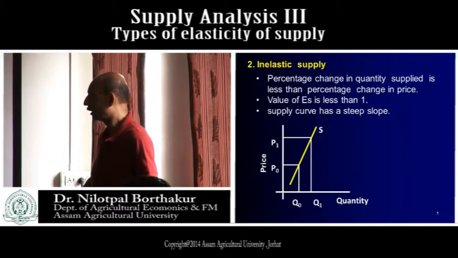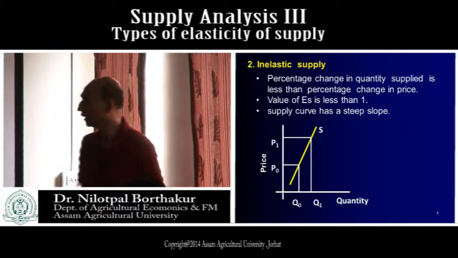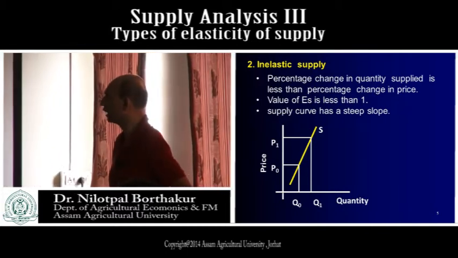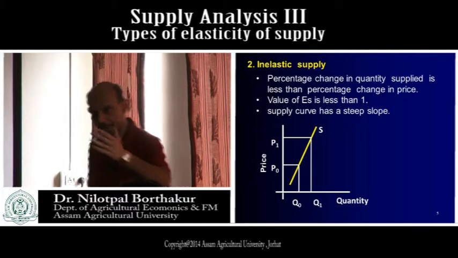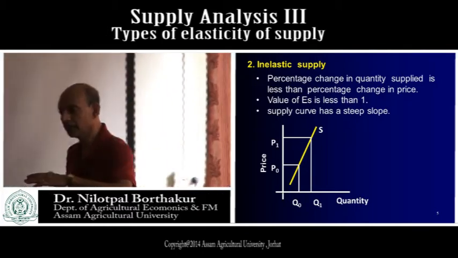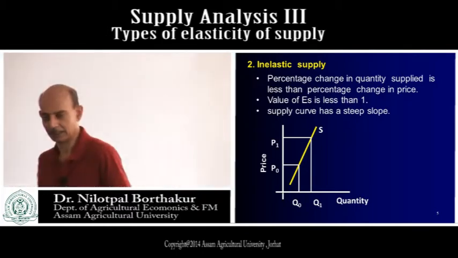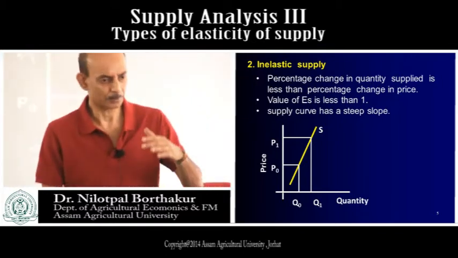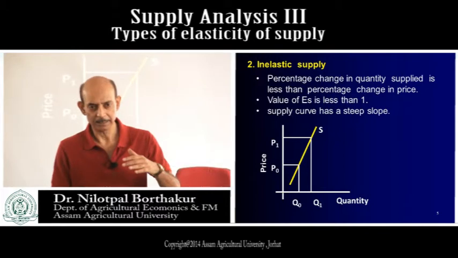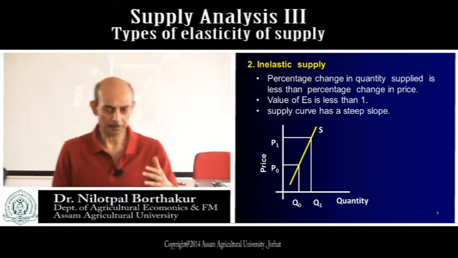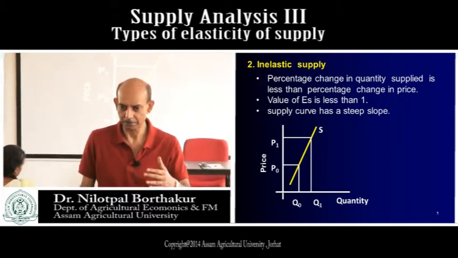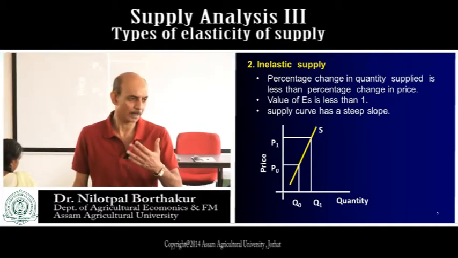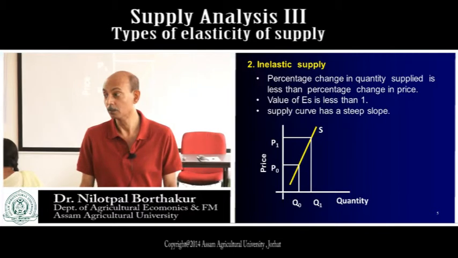Coming to the next, inelastic supply. In this case, the percentage change in quantity supplied is less than the percentage change in the price. The numerator value of the ratio of elasticity of supply is less than the denominator. That means the percentage change in quantity supplied is lesser than the percentage change in price. That is why we get the ratio less than 1.